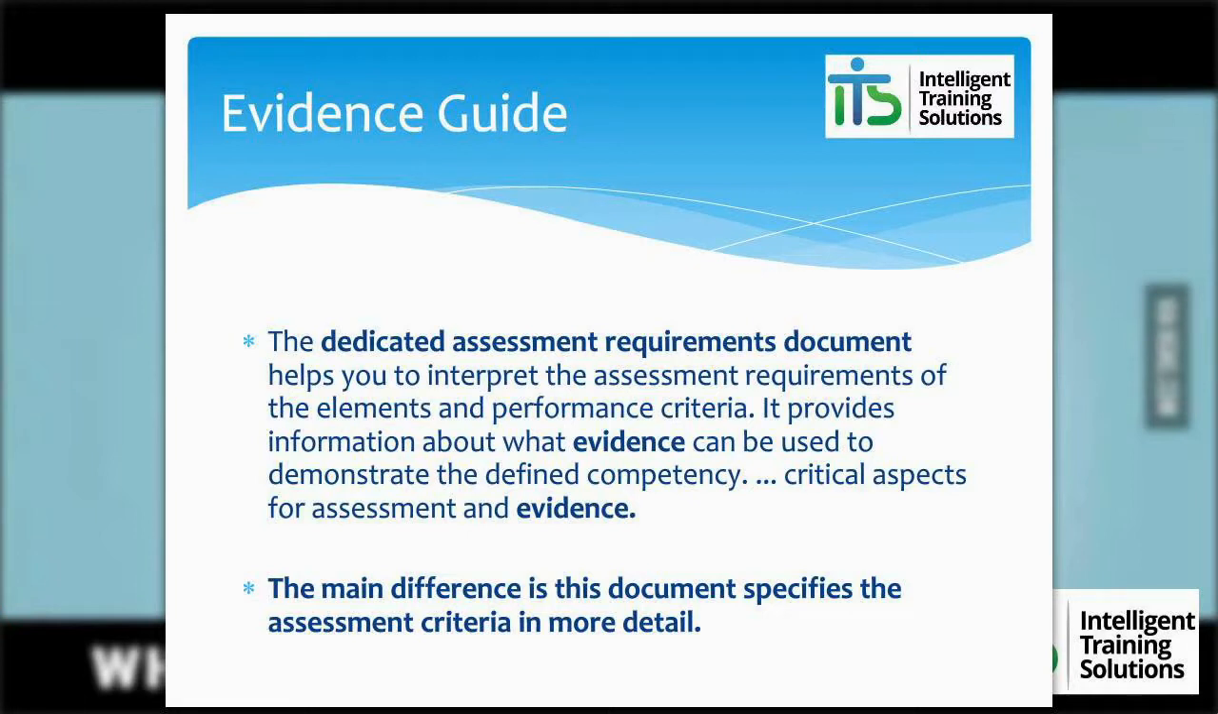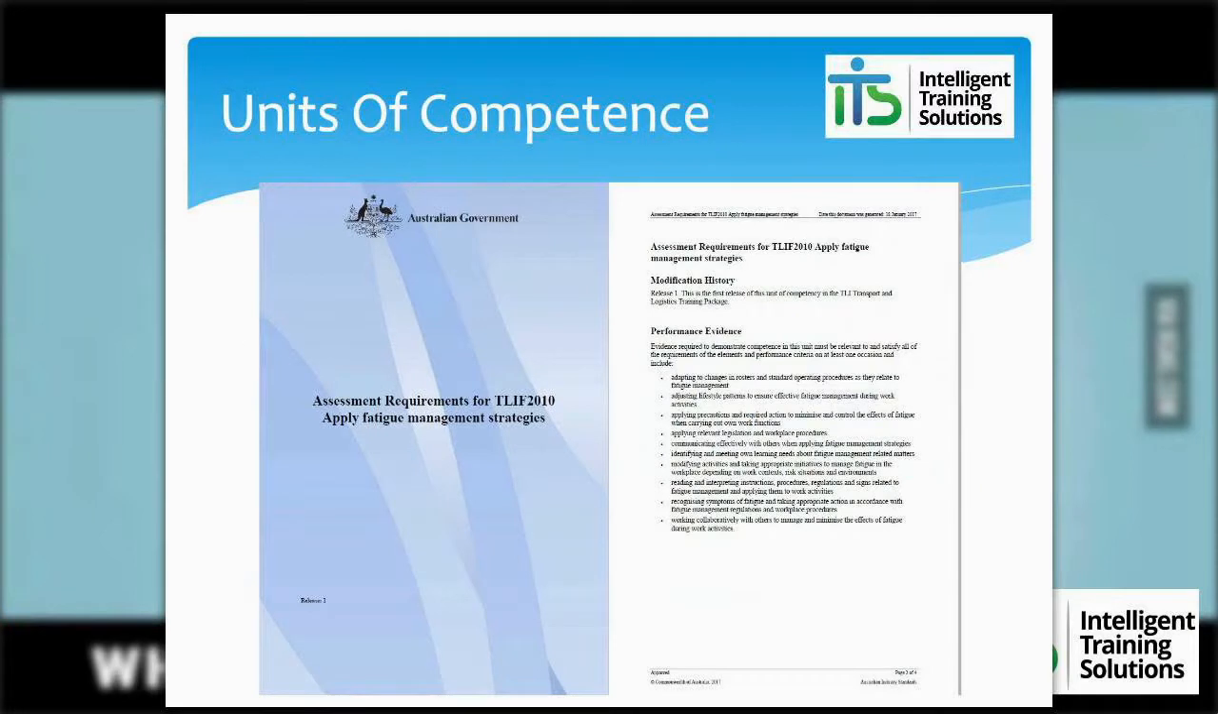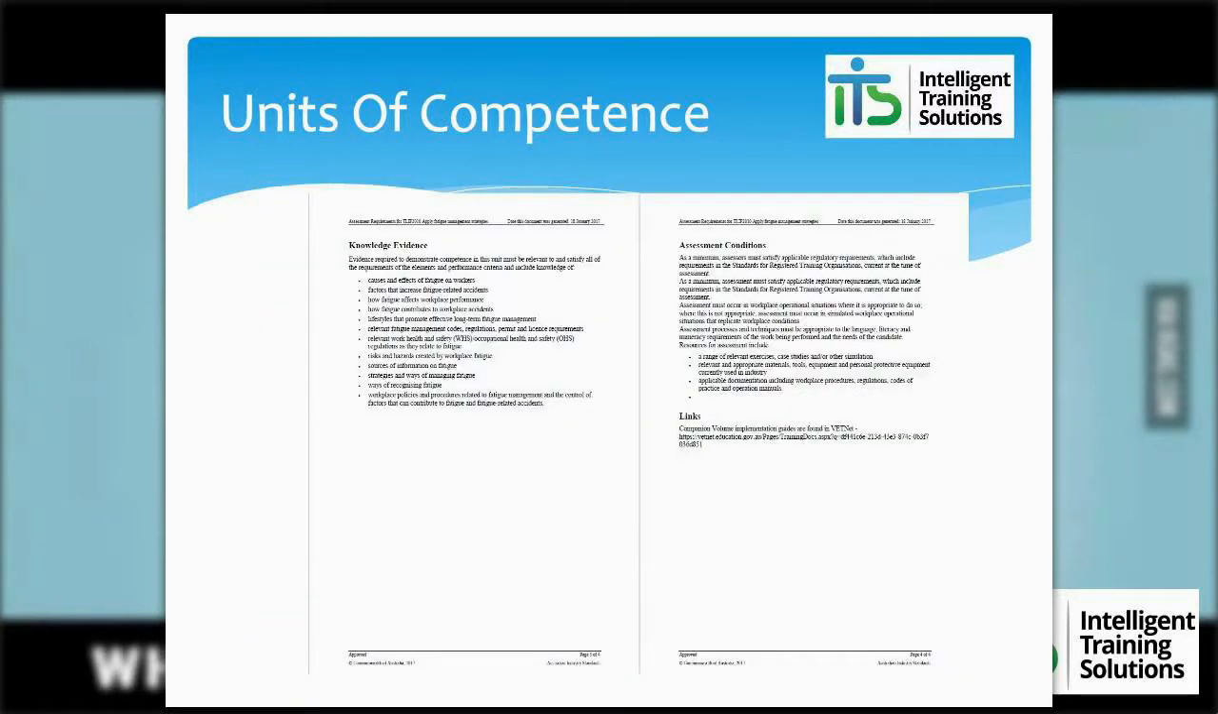So if you're using a new unit, remember you're going to have to download not only the unit of competence, but its matching assessment requirements document. So again, here's the assessment requirements document. You open it up and straight away it's got the performance evidence. That's the other thing now. They talk about the performance evidence, what needs to be required in that area, as well as then the knowledge evidence. And then there's, like I said, the assessment conditions.